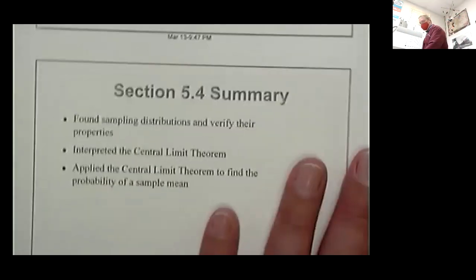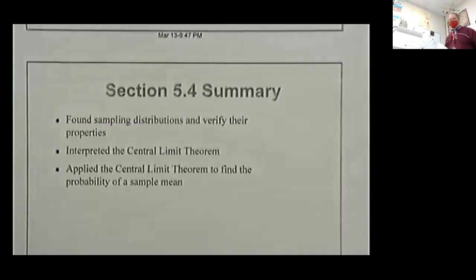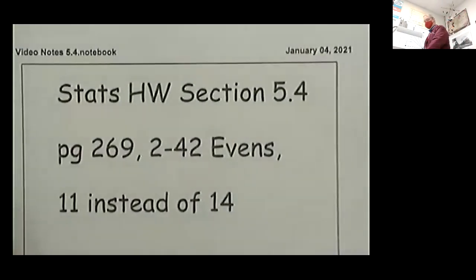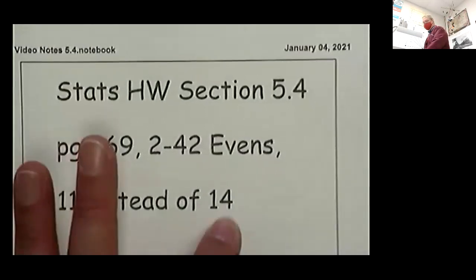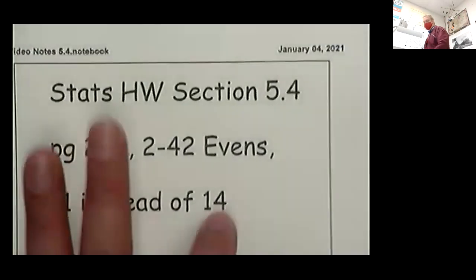So we talked about finding sampling distributions and verifying their properties. We talked about the central limit theorem: n has to be bigger than 30 or the population essentially normally distributed. And then we applied that to our problems. Your homework for 5-4 then is page 269, problems 2 through 42 evens. We're going to do 11 instead of 14 because I had you pick 3. This one only has you pick 2, so we're going to do 11 instead of 14.